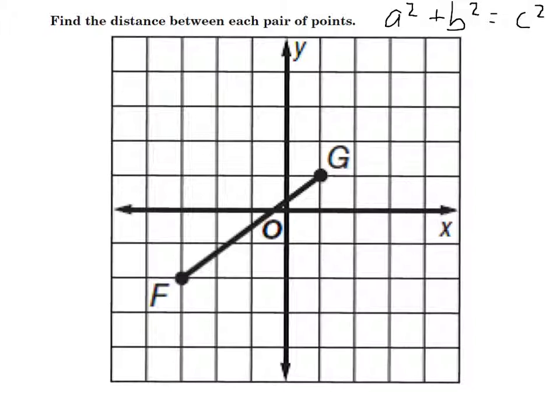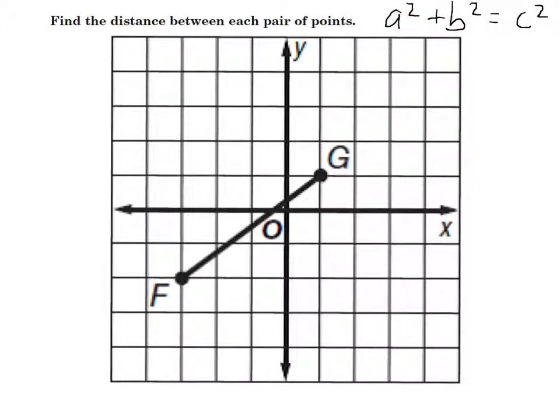where A and B are the legs, or the perpendicular parts of the triangle, and C is the hypotenuse. It's very, very important that C, the hypotenuse, is the longest side, or the side opposite the 90-degree angle. A and B are the legs. They can be switched around.